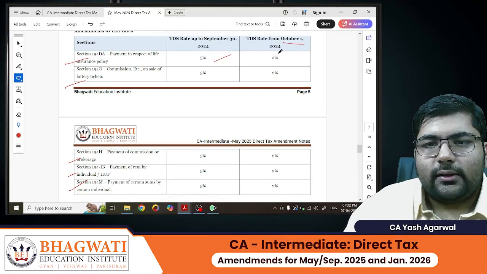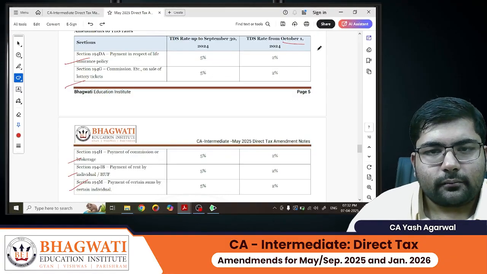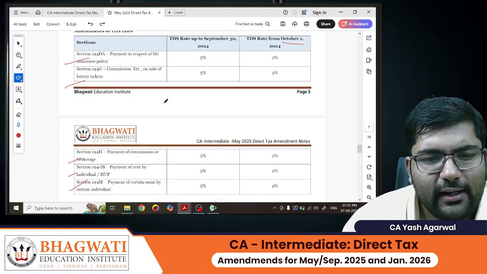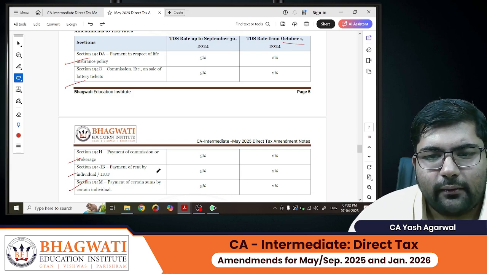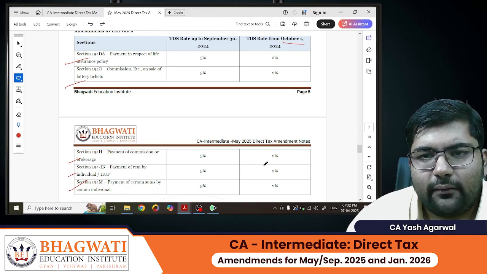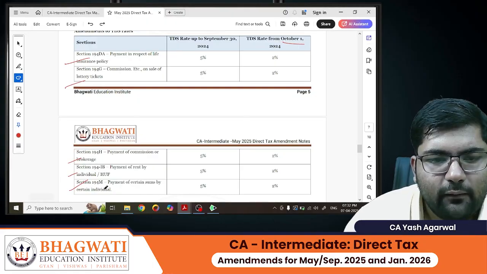On and after 1st October 24, it's 2%. Both rates have to be known. 194-IB, payment of rent by individual or HUF, 2% with effect from 1st October 24, and 194M.